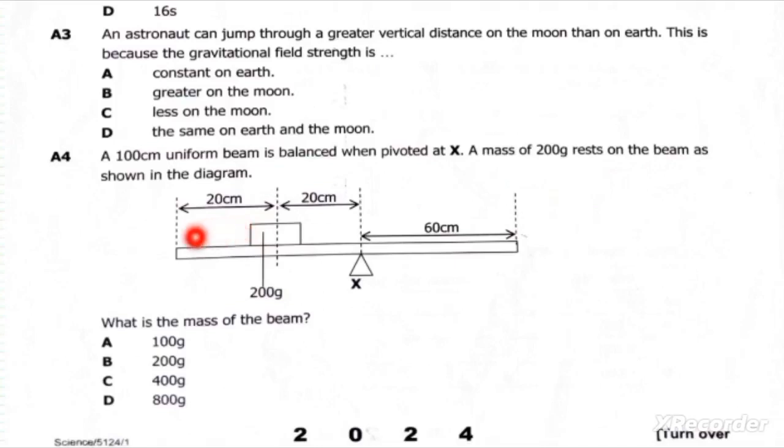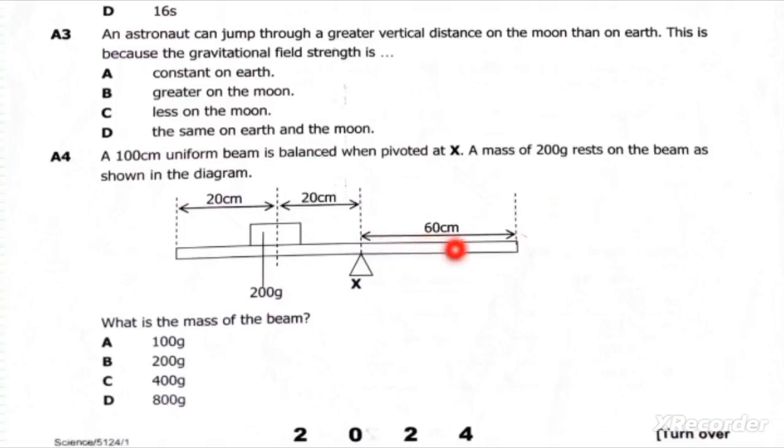Okay, so we are told that this beam is uniform. Then the question continues, what is the mass of the beam? A, 100 grams, B, 200 grams, C, 400 grams, D, 800 grams. Okay, so to find the mass of the beam, which is this one, we are told that the mass of the beam is uniform throughout.